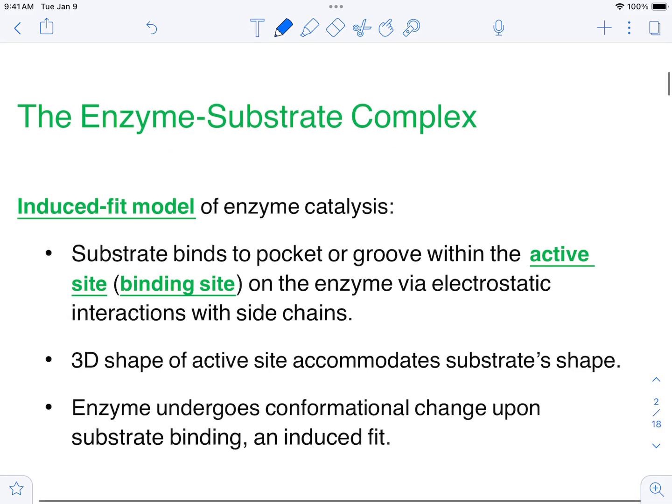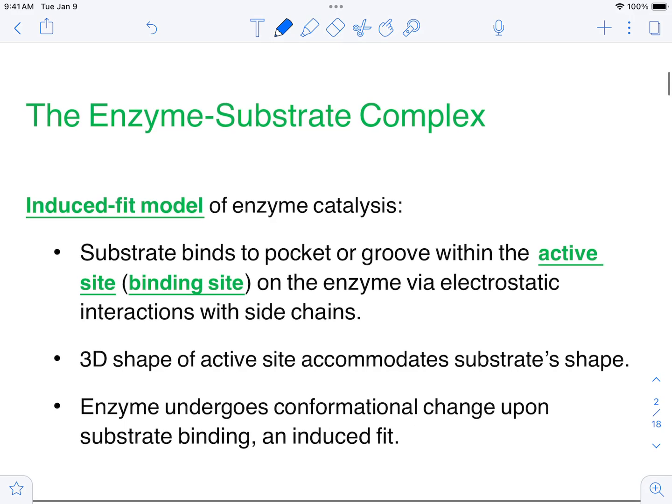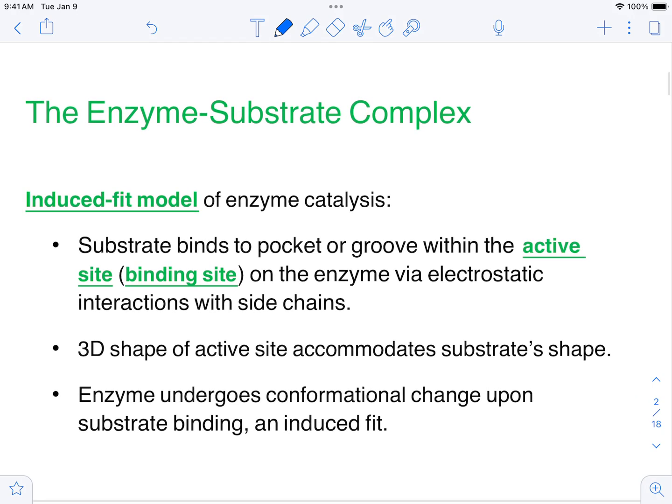So something called the enzyme substrate complex. The way you have to think of this is kind of like a puzzle, that one piece needs to be chiseled out perfectly to fit the other puzzle piece's shape. And there's something called an induced fit model of enzyme catalysis. Your substrate or your reactant is binding or connecting to a pocket or groove within the active site on the enzyme.